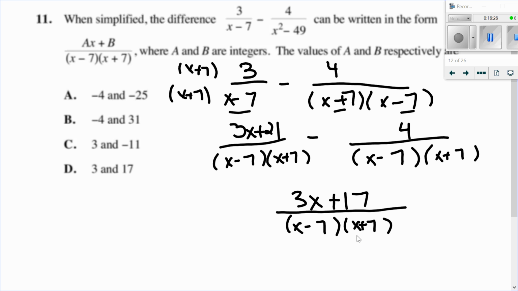So looking at this, it's written as ax plus b. So the value of a is 3, and the value of b is 17. So 3 and 17 makes D my option.